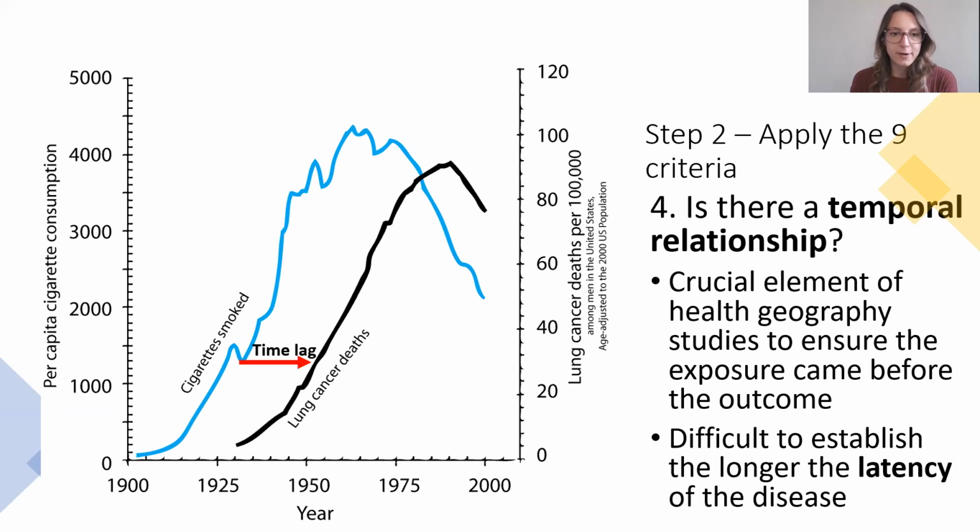So as an example there in the figure, it's plotting the number of cigarettes smoked per capita, and it's also plotting the lung cancer mortality over time. Now, you'll notice that there's a difference of a couple of decades there. There's that time lag, and that's again because of the latency. So because it took many decades for people who were smoking to actually develop lung cancer.